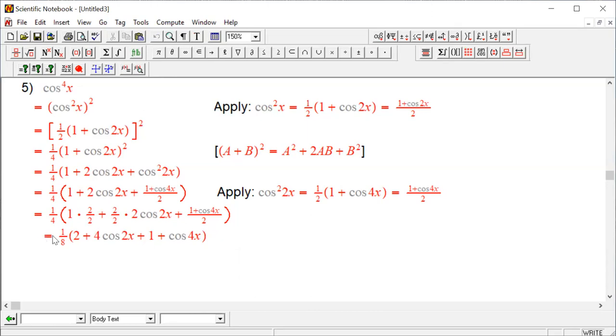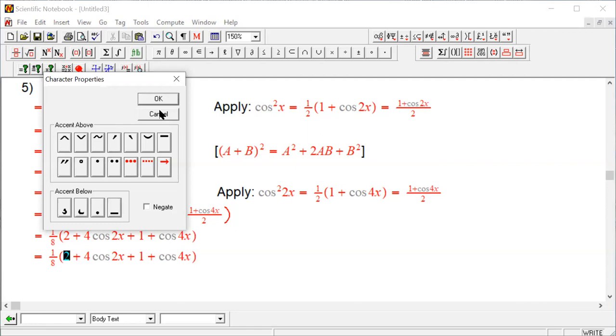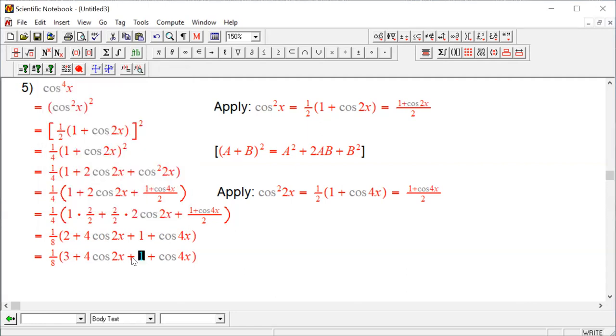And the next step, we're going to have 1/8. We just combine some like terms. We still have 1/8, and 2 and 1 combine, that makes 3. There. So finally, the power is reduced. This is power 1, power 1, power 0. So now we have power 1 or 0.